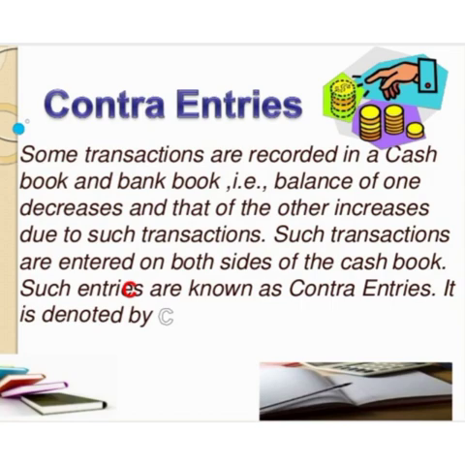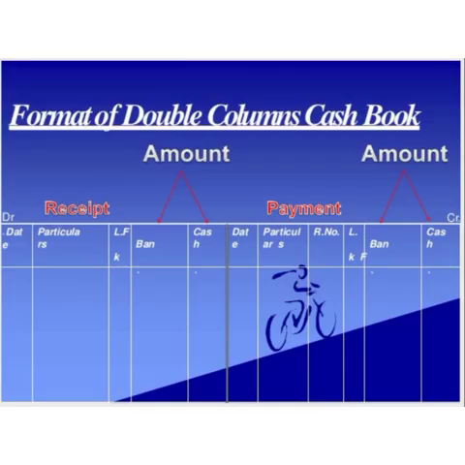Next, we are going to study the format of the double column cash book. On the debit side, we have to enter all the receipts, and on the credit side, enter all the payments. The important examples of cash receipts are cash sales, commission received, rent received, any amount received from a debtor, interest received, discount received, etc.